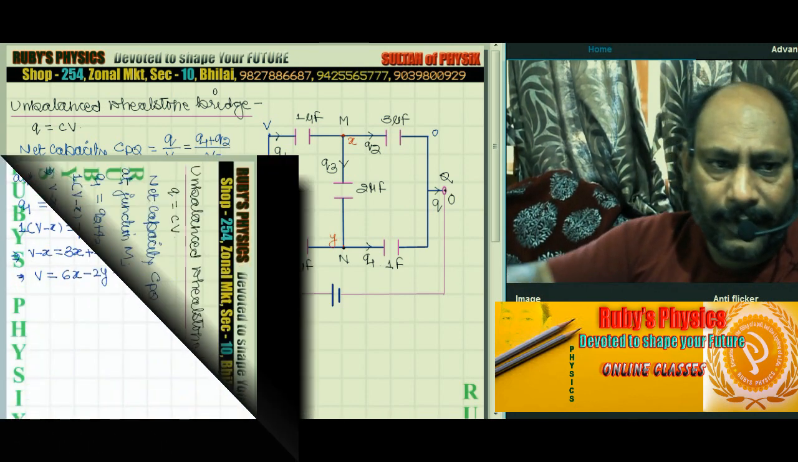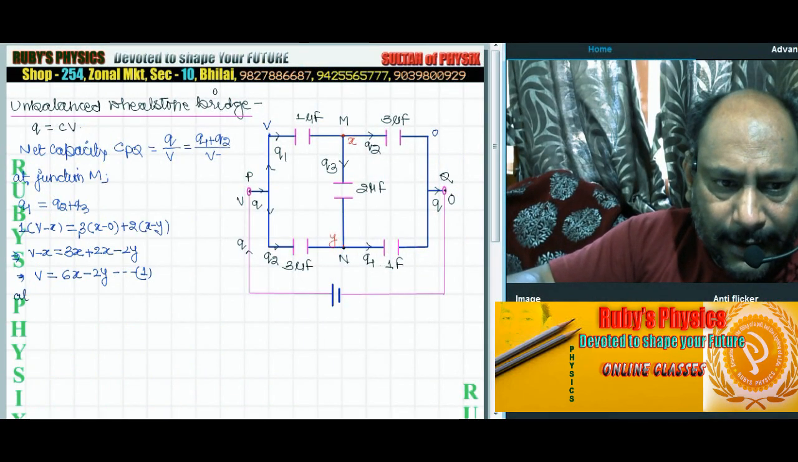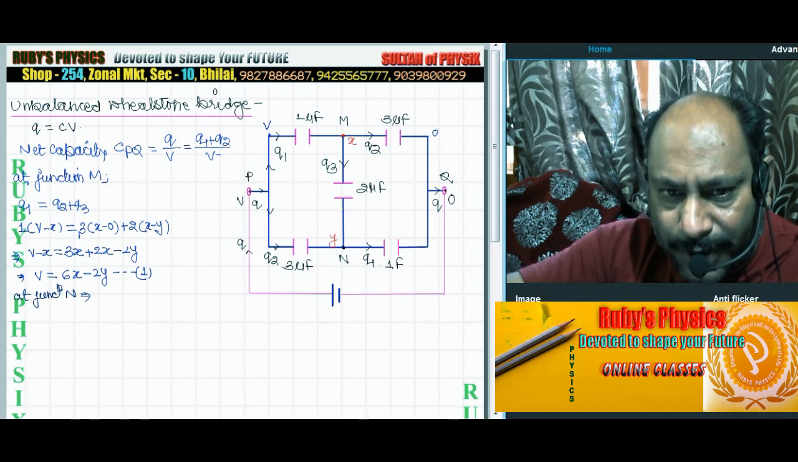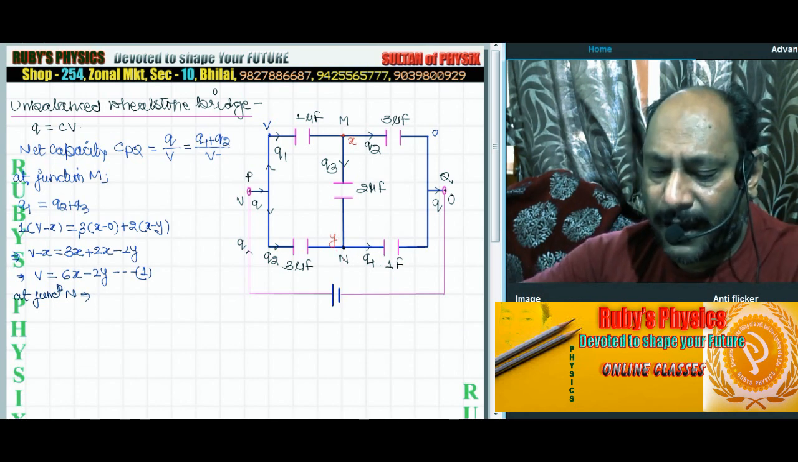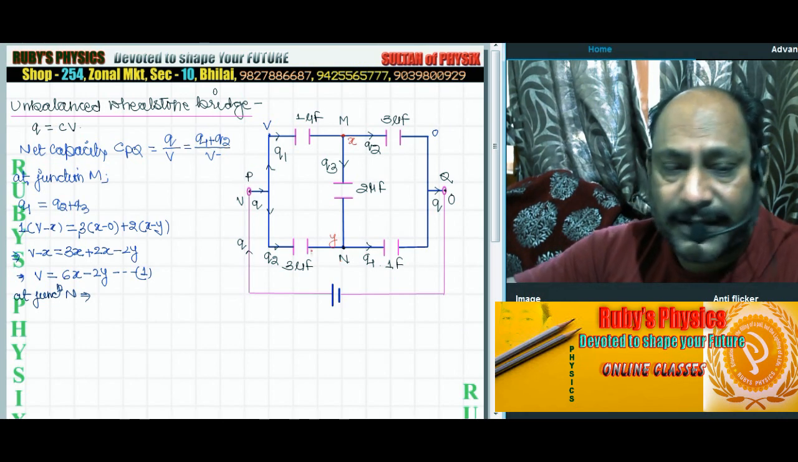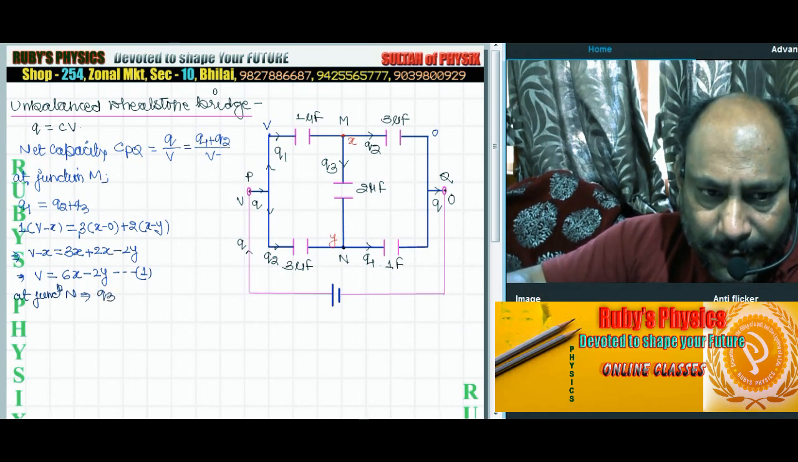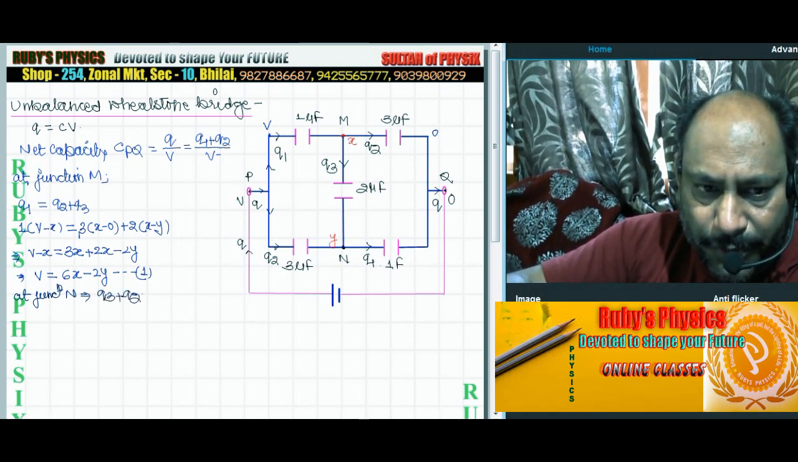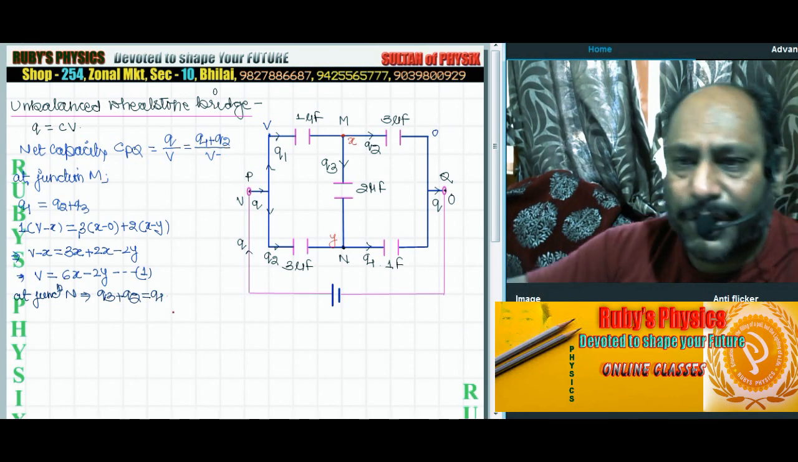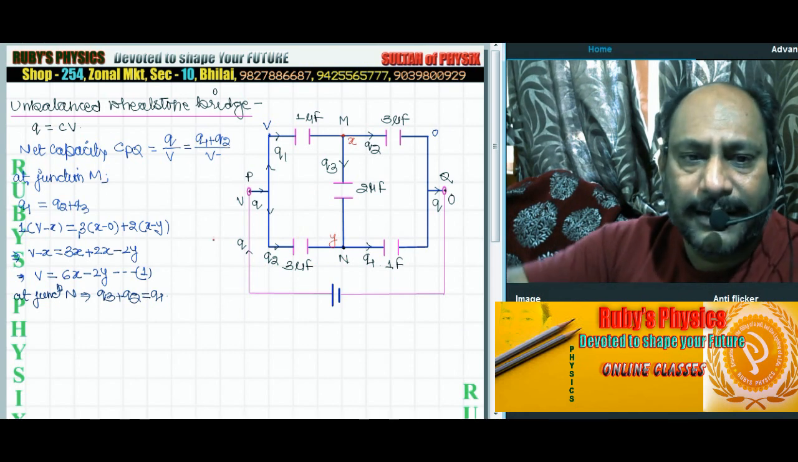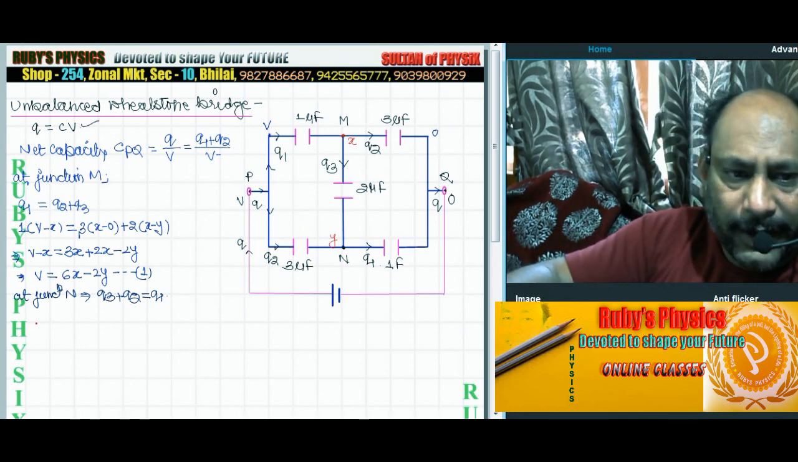Similarly, at junction N. Now at junction N, what is happening? See, Q2 is coming in, Q3 is coming in, and Q1 is leaving out. Again there is the same concept. So can I write Q3 plus Q2, that will be equal to Q1. Is that clear?